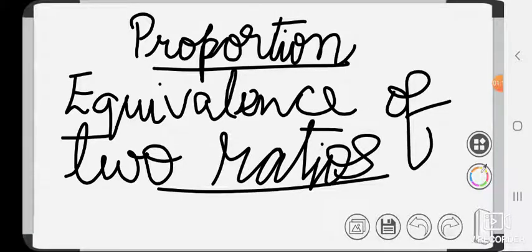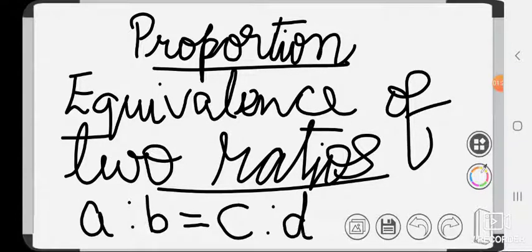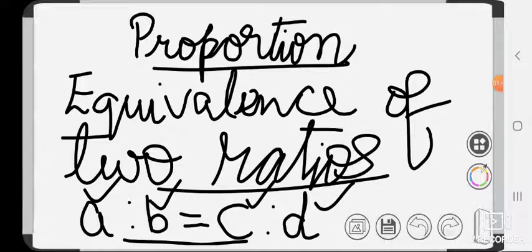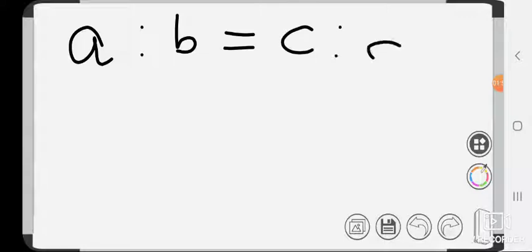For example, A is to B is equal to C is to D. If the ratios are in proportion, then we can say that A is to B is equal to C is to D. Okay, if two ratios, that is ratios A and B, are equivalent to C is to D, then we can write the statement in this manner. Okay, that is A is to B is equal to C is to D.